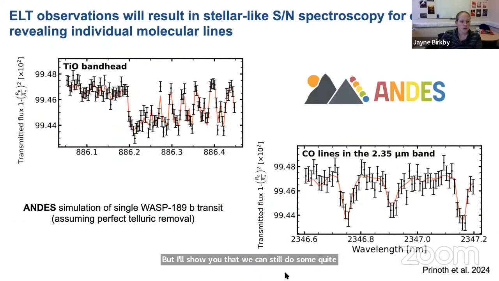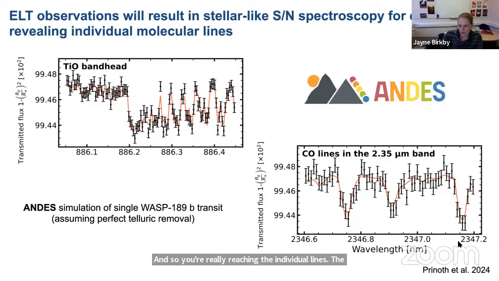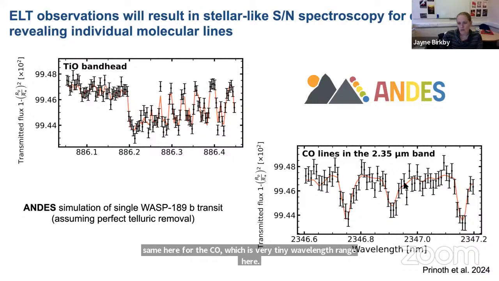Okay, so let's start with looking at what ANDES will do. And this is work by Bibiana Prinoth, who did some simulations for just a single transit of a hot Jupiter to show you the kind of spectrum that we would get from this planet. And hopefully what you can see here is that these are individual lines in the molecular bandhead. If there are any fans of M dwarfs out there, you're probably familiar with what TiO looks like. Well, this is what it would look like in a planet atmosphere, and you see these nice bands going up and down. So you're really reaching the individual lines. The same here for the CO, which is a very tiny wavelength range here. You actually see the individual lines for CO.